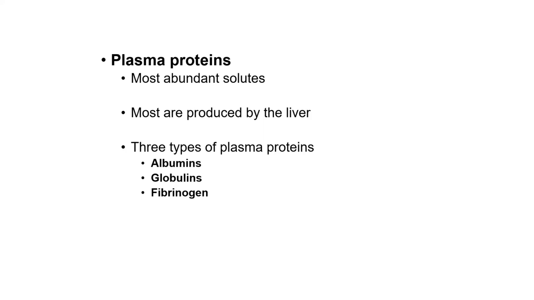Globulins are divided into three subclasses, from smallest to largest in molecular weight. We have the alpha, the beta, and the gamma. Globulins play various roles in plasma transport, solute transport, clotting, and immunity. Fibrinogen is a soluble precursor of fibrin, which is a sticky protein that forms the framework of a blood clot. Some of the other plasma proteins are enzymes involved in the clotting process.